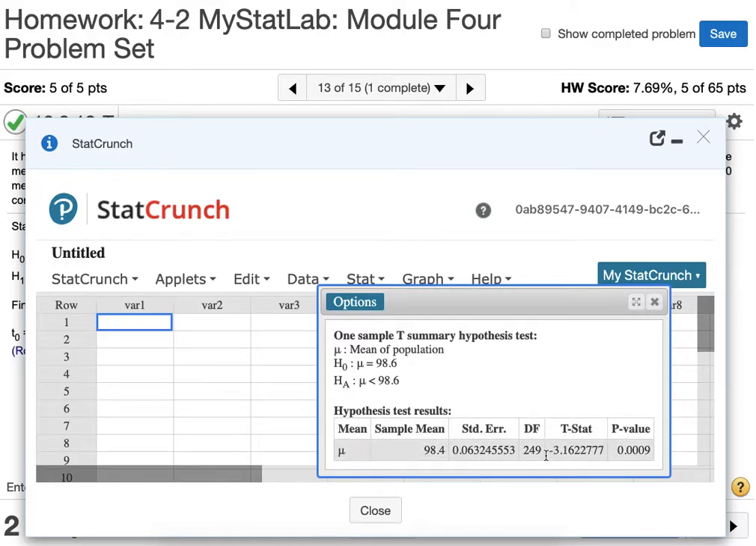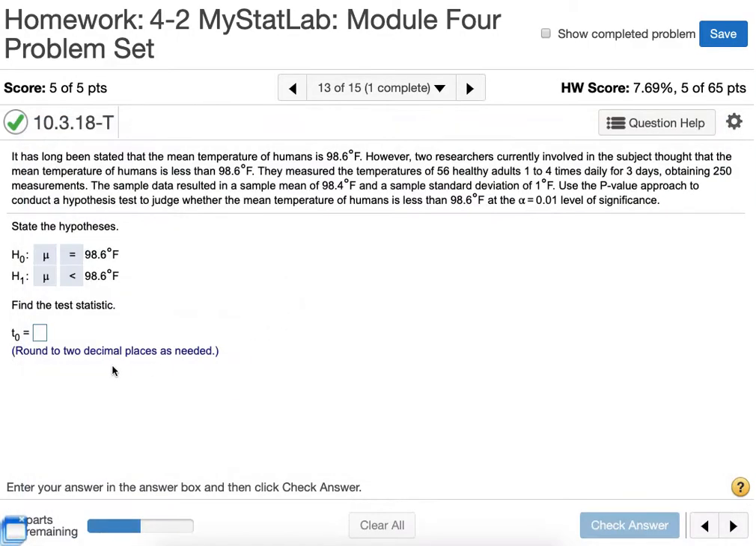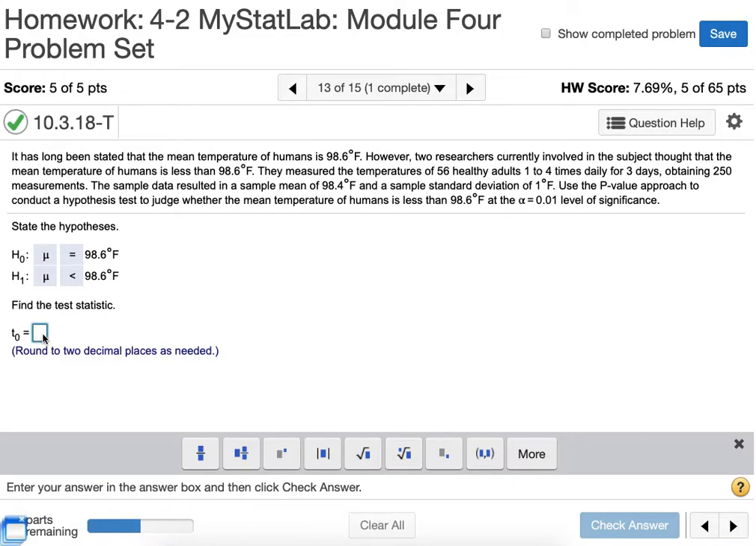Here's our T-stat. So let me copy it. Yay. So then I can go ahead and notice it's negative. So it's going to be to the left on the bell curve. And so this number, we have to round to 2 decimal places. So 6 would be the second decimal place, and 2 comes after that. And 2 is less than 5. So we just truncate it there.